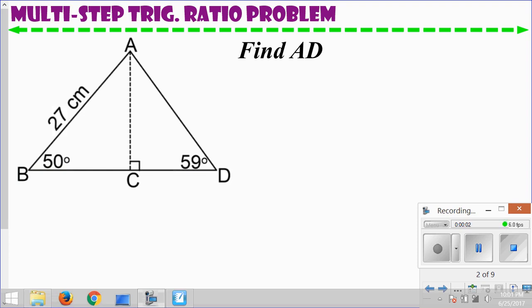Okay, so today we're going to look at some trig ratio problems that involve a couple of steps. So let's take a look at this example. We're supposed to find the length of segment AD.